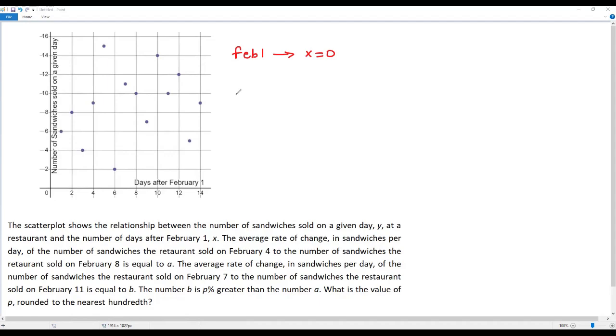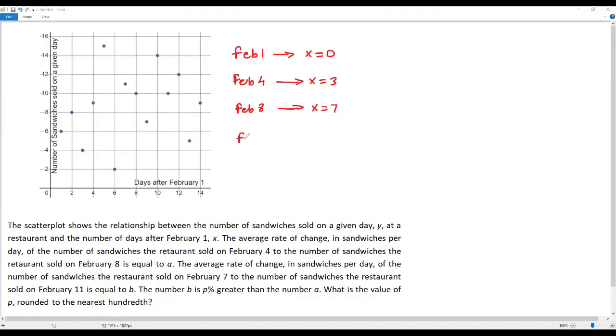Now let me consider February 4. Let me write over here. We'll have February 4 after 3 days of February 1. Then the value of X corresponding to February 4 is X equals 3. That is 3 days after February 1. Now let me consider February 8. Here we'll have February 8 after 7 days of February 1. Then the value of X corresponding to February 8 is 7. That is X equals 7.